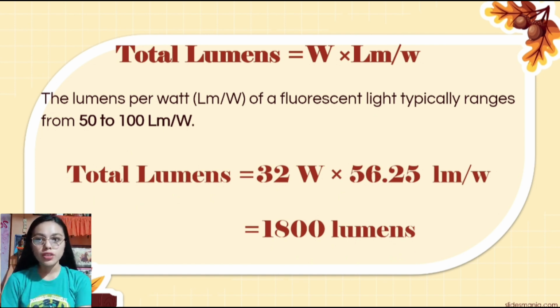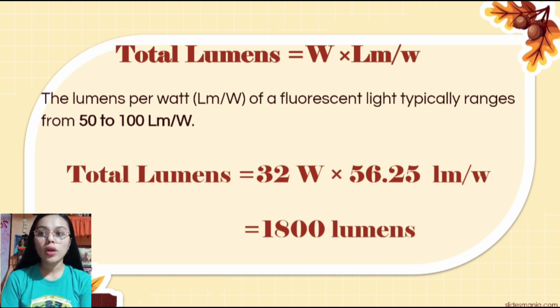So, according to my research, ang lumens per watts sa isa ka fluorescent light typically ranges from 50 to 100 lumens per watts. So, dili siya exact, wala ta'y klaro kung pila jud. So, ang atong buhaton ni ngani, lumens per watts is equivalent to 1,800 lumens according to the given, divided by 32 watts nga fluorescent lamp. So, mo answer na siya og 56.25 lumens per watts.